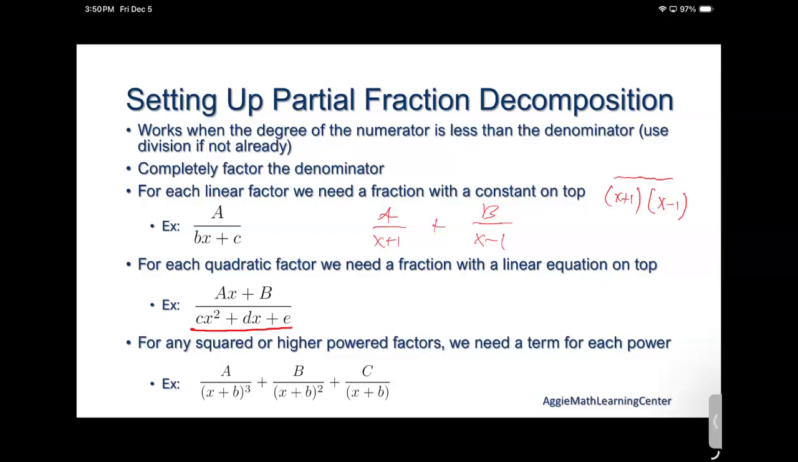And then the last one is also super important, where it says if you have any squared or higher powered factors, you need another term. So let's say if you had something over an x plus 1, and let's say you had an x minus 3 squared, then you not only would have an a over x plus 1, you'd also have a b over an x minus 3, and a c over an x minus 3 squared. That's another important one to keep in mind.